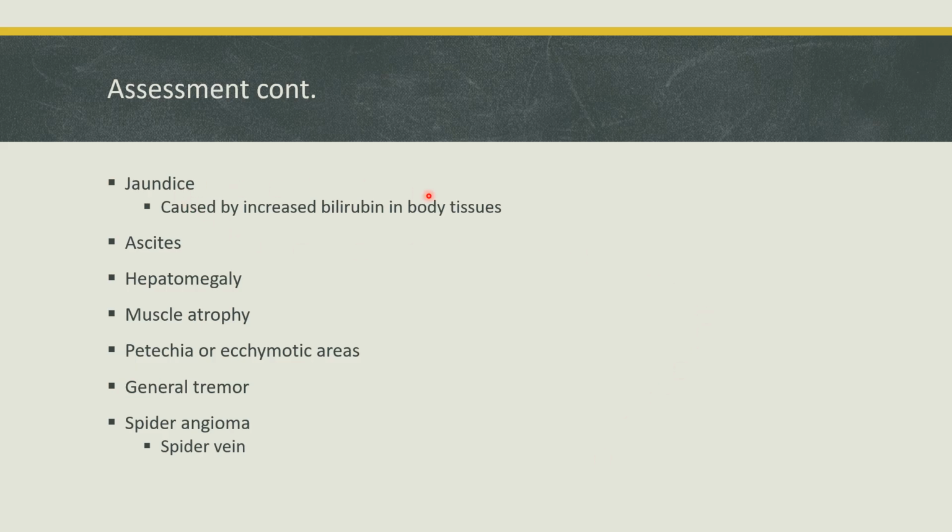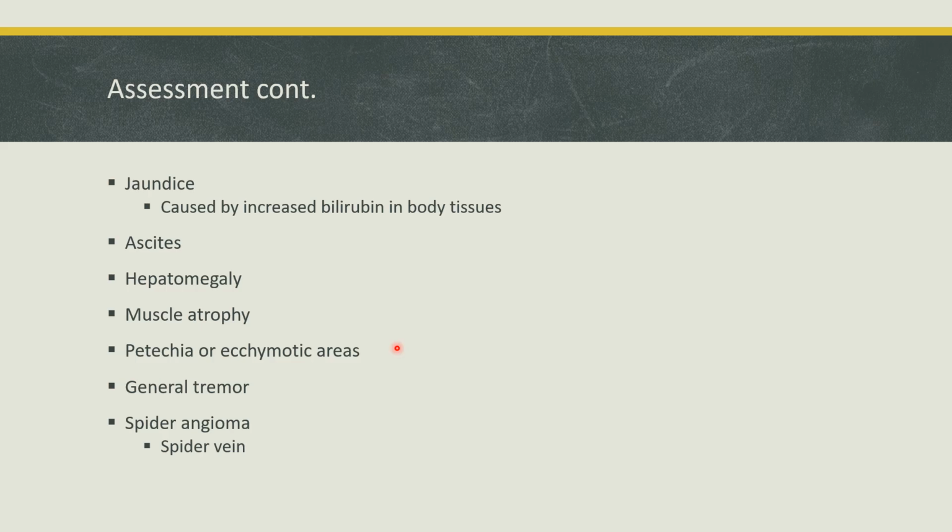Jaundice, right? Jaundice is going to be just a result of increased bilirubin, so it's going to cause the sclera of our eyes to turn yellow and our skin to turn yellow. We'll have ascites, so that big edematous or distended abdomen. Hepatomegaly, so a large liver. Maybe some muscle atrophy, because we're going to be metabolizing proteins inappropriately. We'll see petechiae or ecchymotic areas. So petechiae are those tiny blood vessels that have burst, so we'll see little red spots all over. Or ecchymotic areas, which are going to be our bruising.